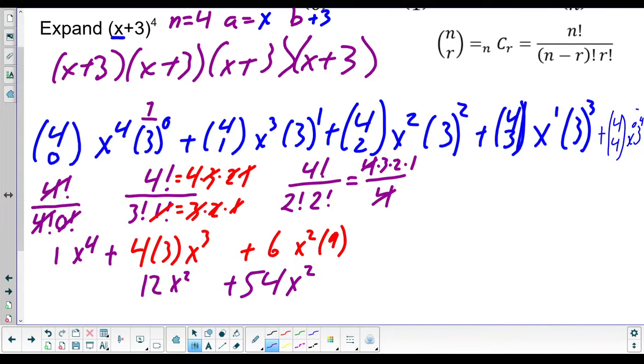Just 2 left, and this one's super easy. All right, 4 choose 3. Let's check this out. So we have 4 factorial on the top.